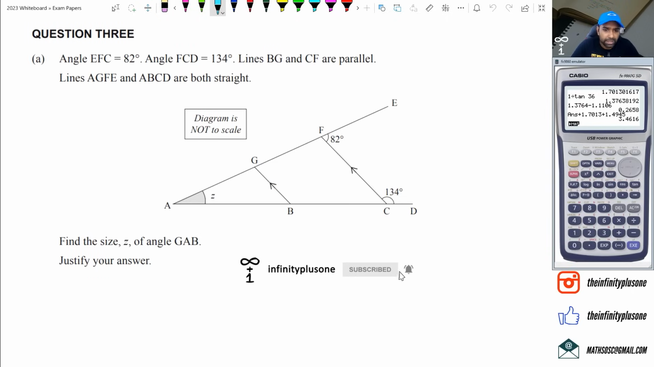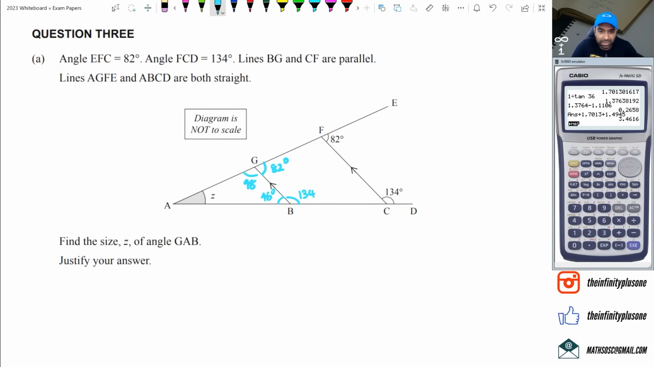Question 3, part A, what I've got here is, I've got to figure out the angle Z there. First off, I know that this is going to be 82 degrees because they're corresponding angles, and if this is 134, this is also going to be 134, corresponding angles again. Then 180 take away 82 is going to be 98, angles in a straight line. 180 take away 134 is going to be 46.